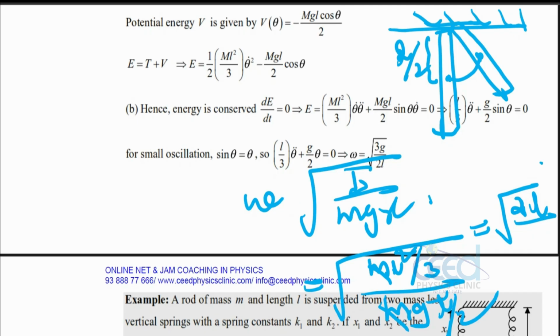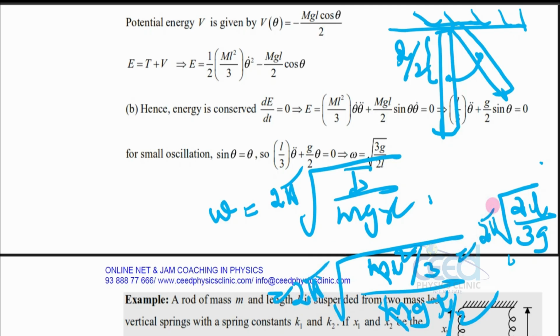This is actually the angular frequency, omega, which is 2 pi root I by mgx. So 2L divided by 3g. Now this is omega. So here we have one 2 pi there.